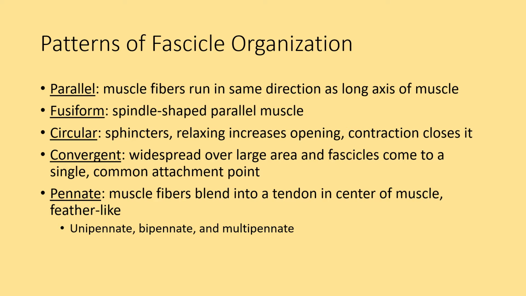Convergent is where you have multiple muscle fibers covering a wide area, and then on one end, they all come to a common attachment point. They all converge to a single point, kind of like a big old fan. And then pinnate is where the muscle fibers tend to blend into a tendon in the center of the muscle. It looks feather-like, and you have different subcategories of these: unipinnate, bipinnate, or multipinnate.